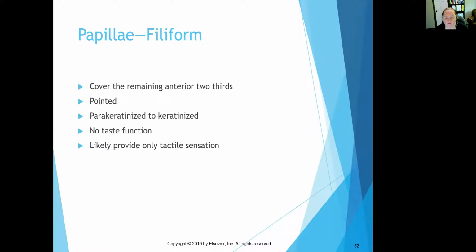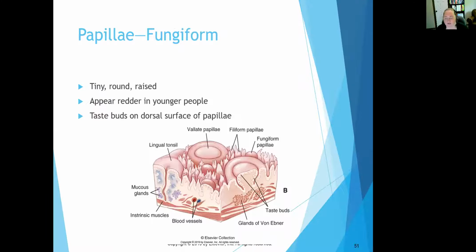So what the filiform do is help you feel things. It's sensory, to feel, you know, is something sharp, is something hot, well, not necessarily hot, but the texture of your food, okay? So if we go back to this picture, you can see they are just pointed little papilla, the filiform.